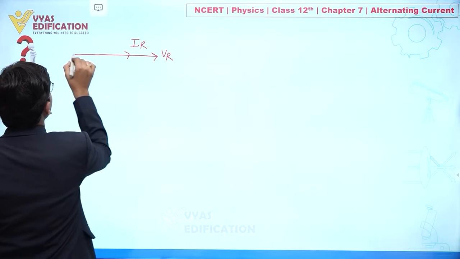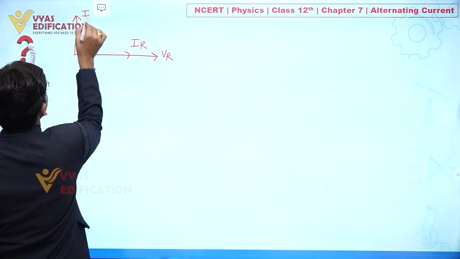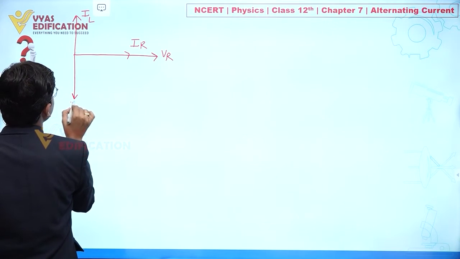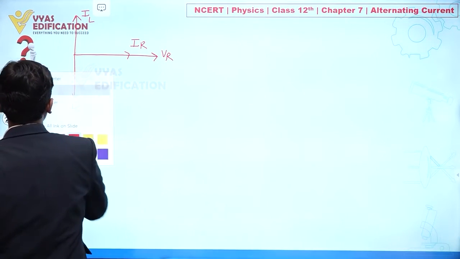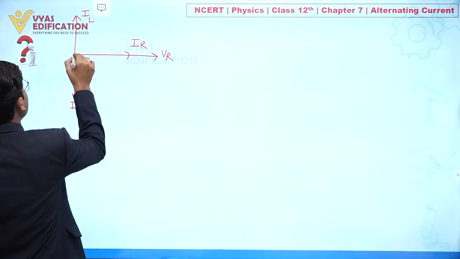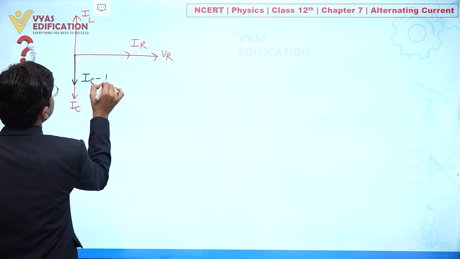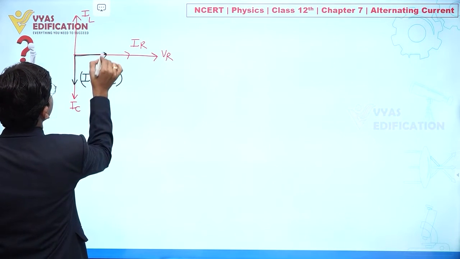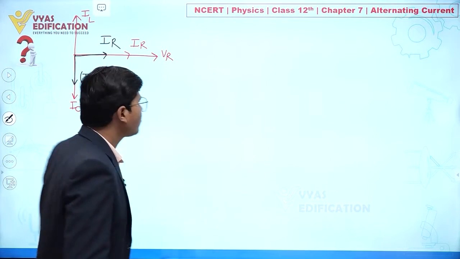Clear? In the upward direction we have this is IL, clear, this is IL, and let's suppose I am saying this value we have, this is IC, clear, yes or no. So now let's suppose I am taking that IC is greater than IL, so in this case we can say this is equal to IC minus IL, and I can say this is equal to IR, clear.